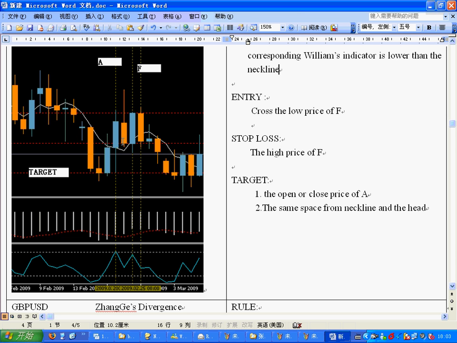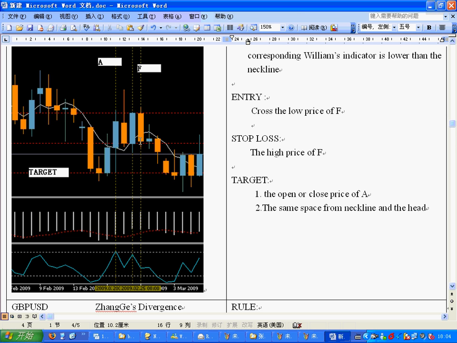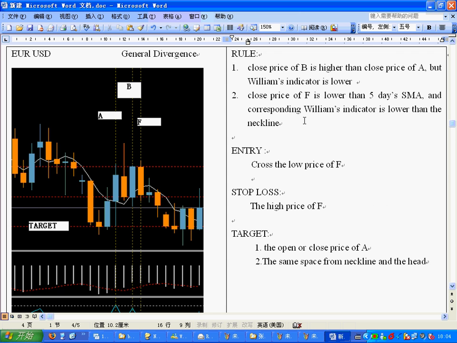There will be some candlesticks between A and B, and then we can draw the neckline. Use the open price or the close price for these necklines. This is the example: we use these candlesticks' close prices, and we draw the neckline here. The close price of F is lower than the 5 days SMA here. The white line is the 5 days SMA, and the corresponding indicator is lower here. Just as I talked about, these are the rules.